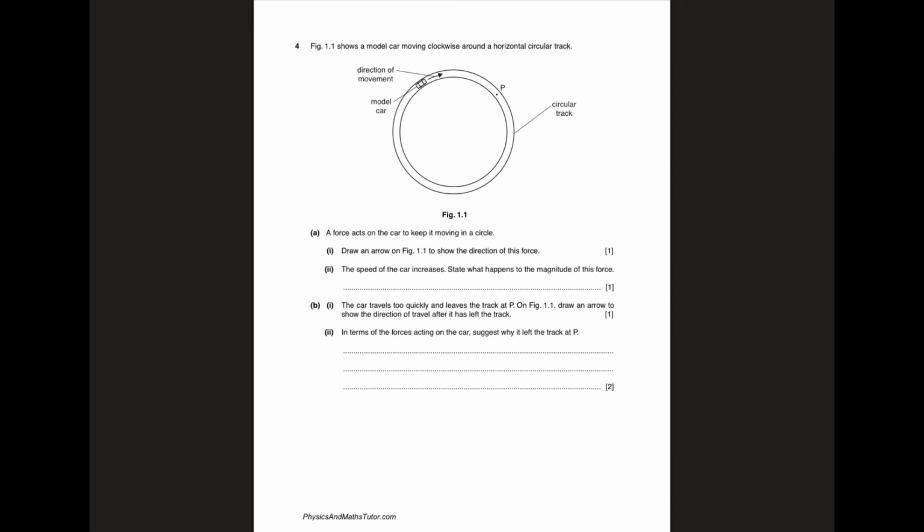Okay. So let's see the question. Figure 1.1 shows a model car moving clockwise around a horizontal circular track. A force acts on the car to keep it moving in a circle. So when you hear these words, keep it moving in a circle, you should think of centripetal force. Draw an arrow on figure 1.1 to show the direction of this force. Okay, so when you want to draw this, you have to draw towards the center of the circle.